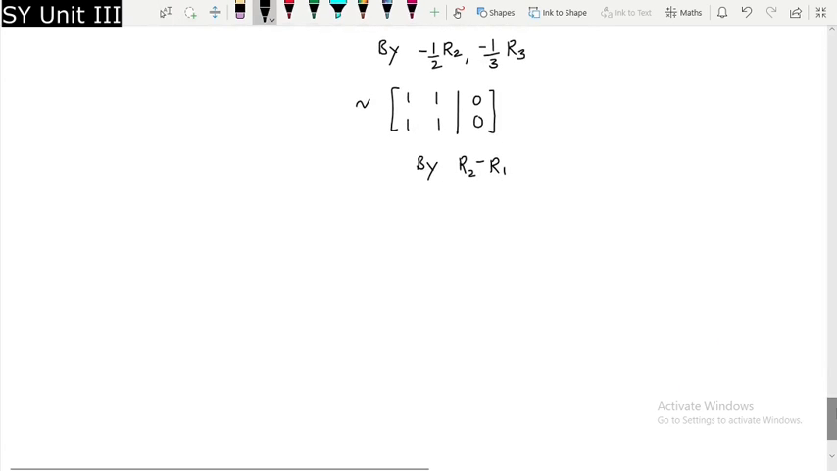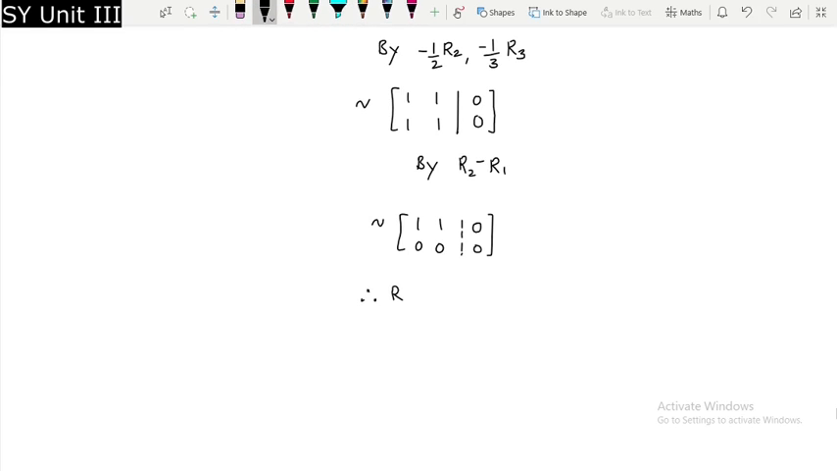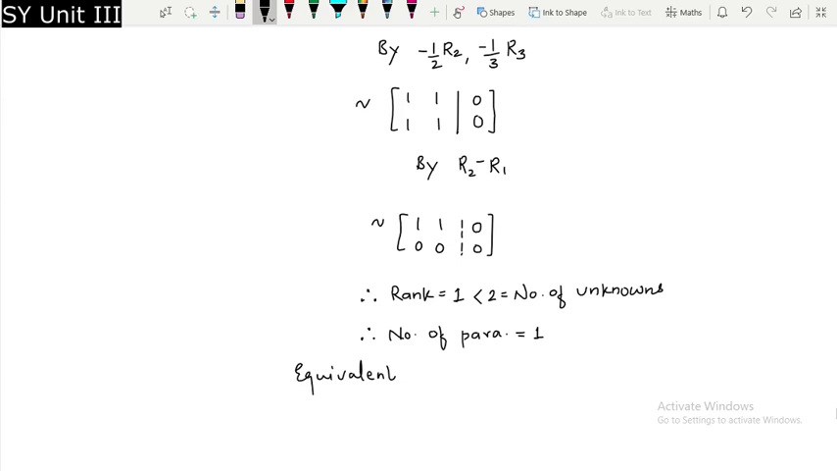So this will be equivalent to 1 1, 0 0, with 0 0. What is your equivalent system? First of all I'll write down the rank. Therefore your rank over here is equal to 1, which is less than 2, the number of unknowns. So the number of parameters that we are going to use here is 1. Now the equivalent system is x plus y is equal to 0.